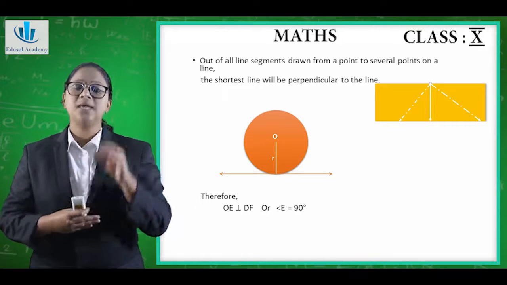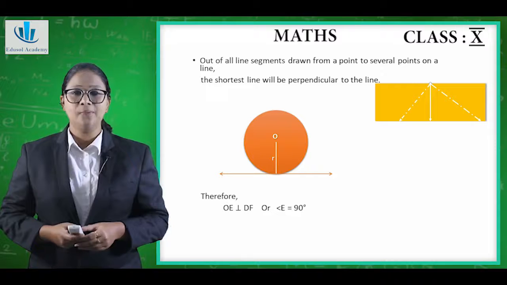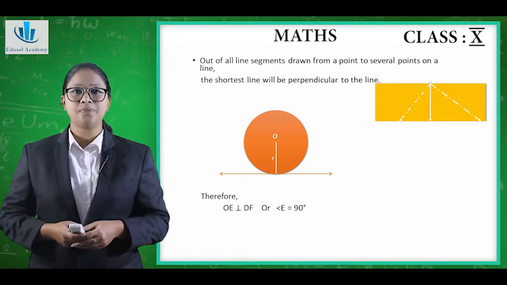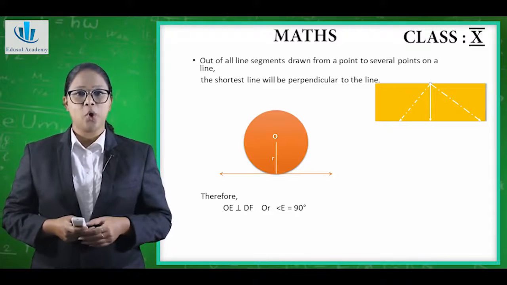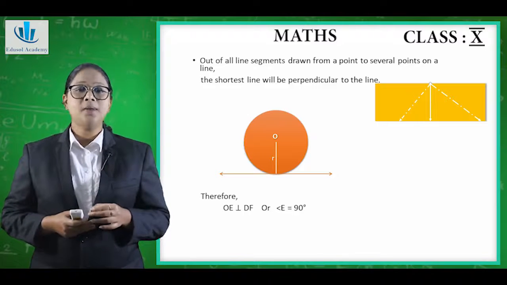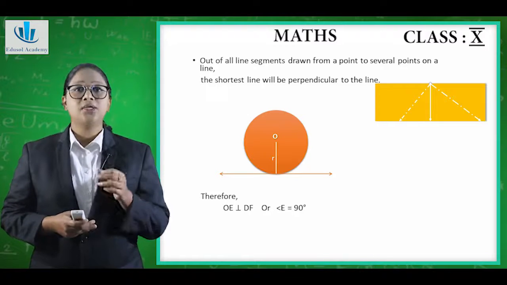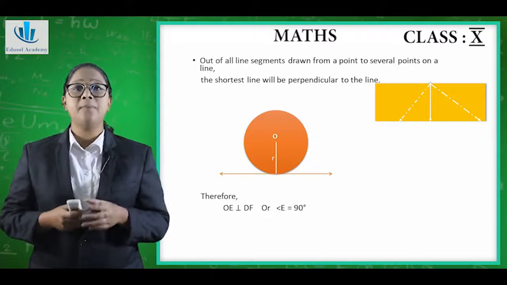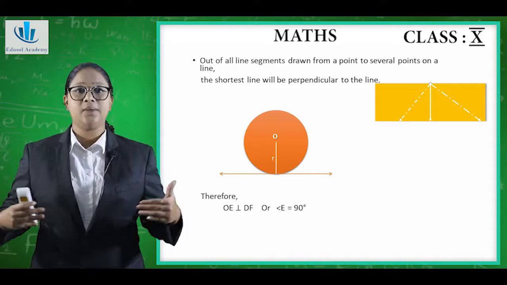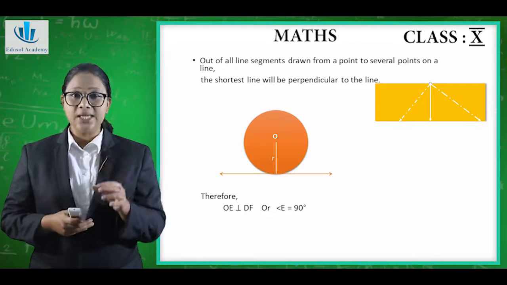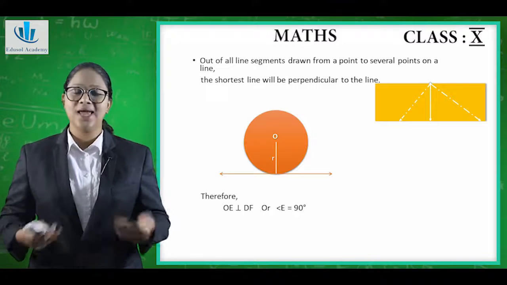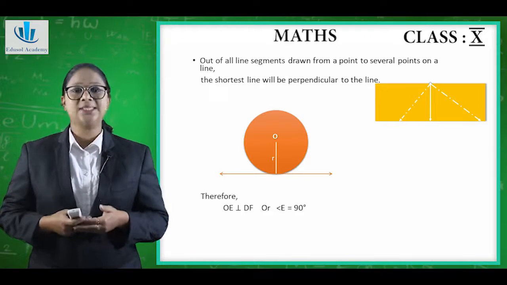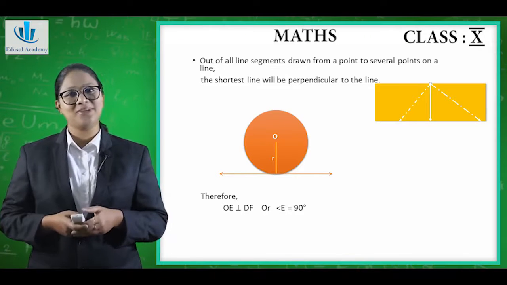We are using the same concept to prove here. So, using the statement, out of all the line segments drawn from a point to several other points on a line, the shortest line will be the perpendicular to the line. So we can say that OE is the shortest, which means that OE is perpendicular to DF, or angle E is equal to 90 degrees, hence proved.